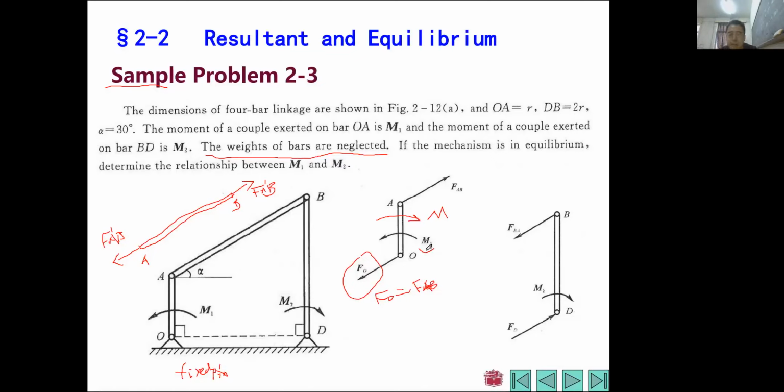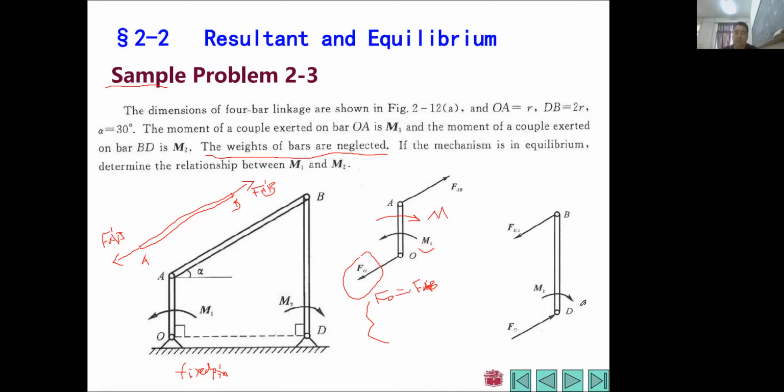Can you understand my description? Can you? Yes, 老师。 Great, great. You can totally understand. That's great because we know a couple can only be counterbalanced by another couple. Since we only have two forces FAB and FO here, these two have to constitute another couple. So we know the magnitude of FO has to equal FAB, and its direction has to be opposite to FAB, right?